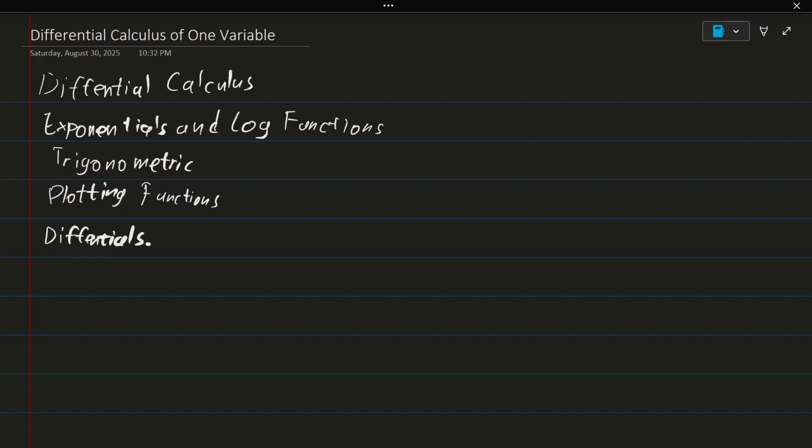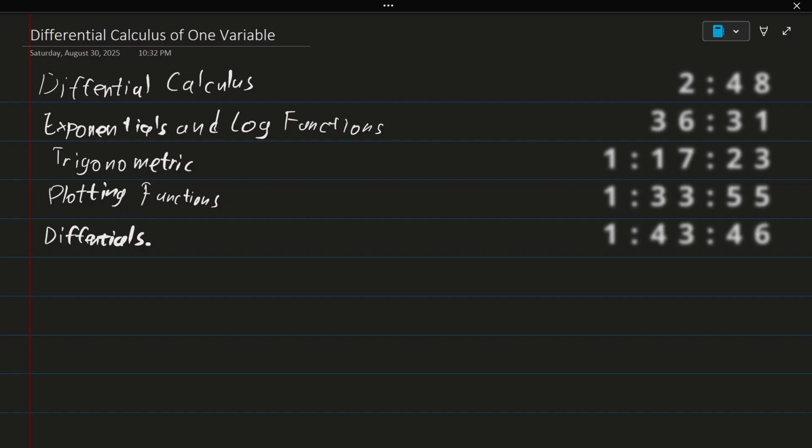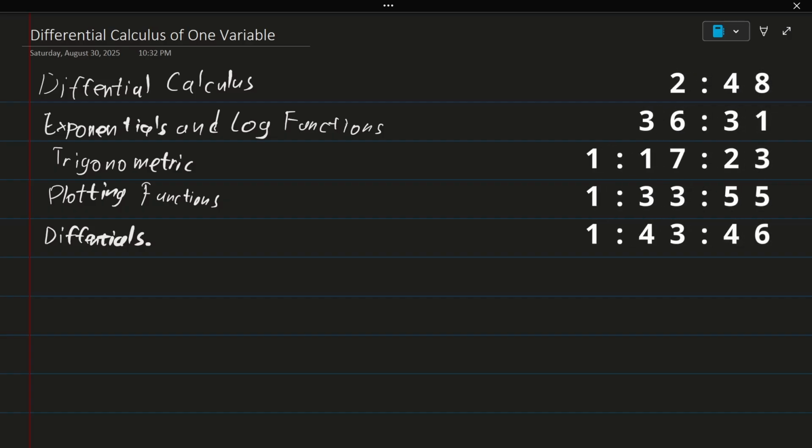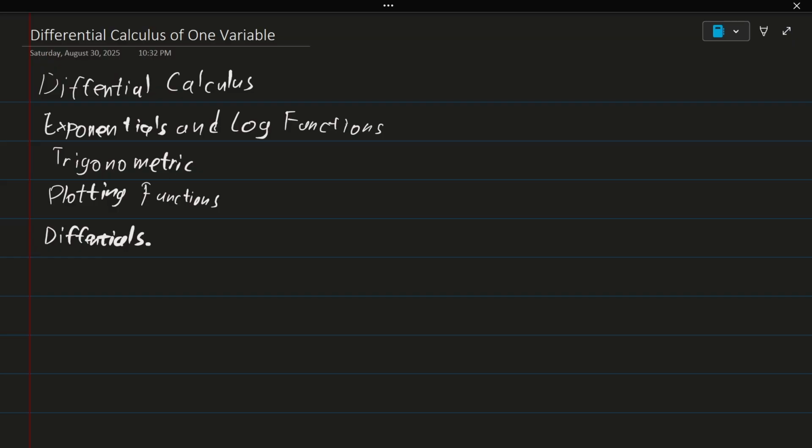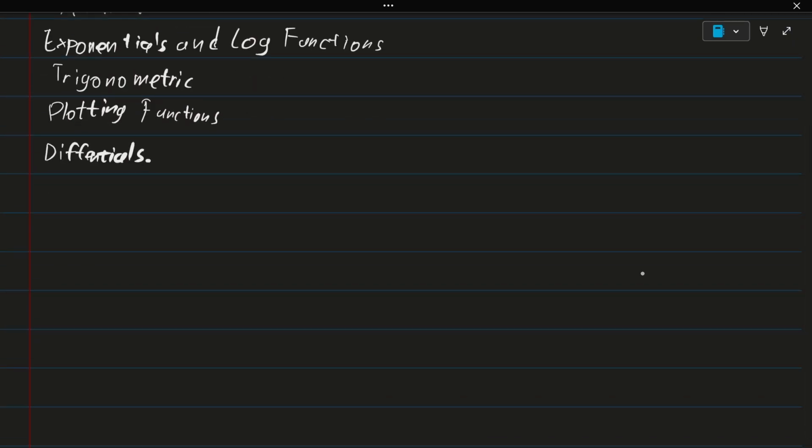So here are the timestamps for all of the subchapters that we'll be discussing. So let's go and discuss differential calculus. Let's talk about the very first subchapter, differential calculus.